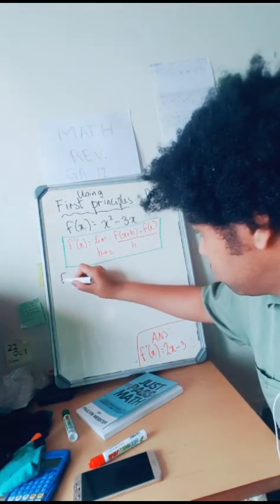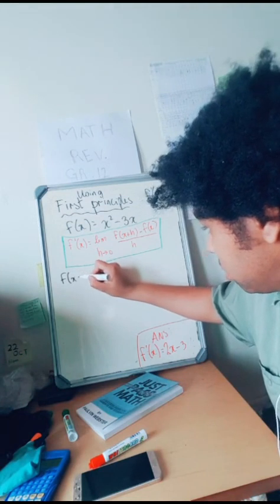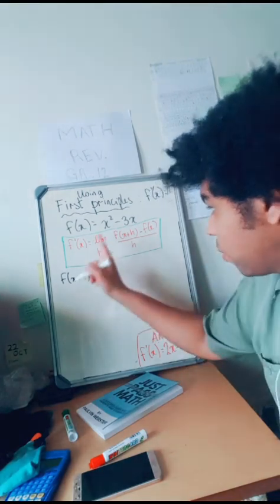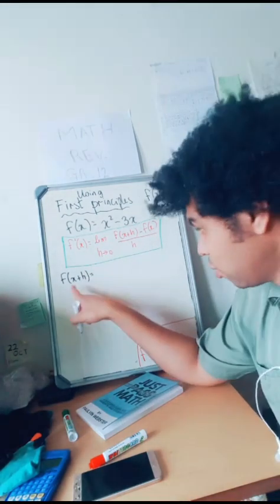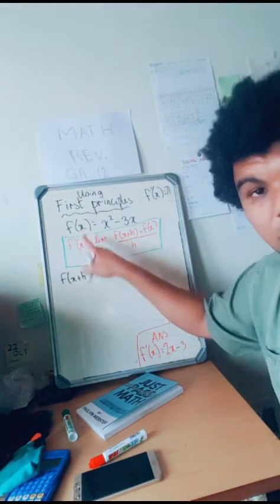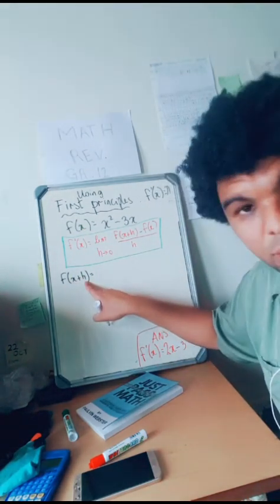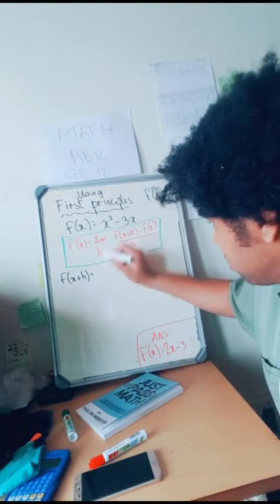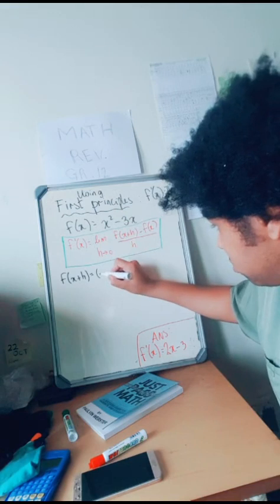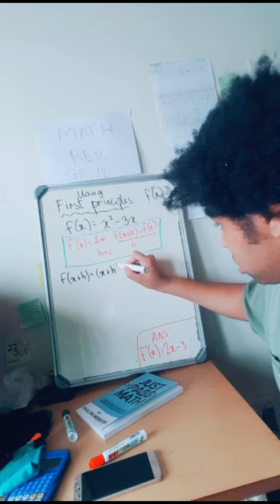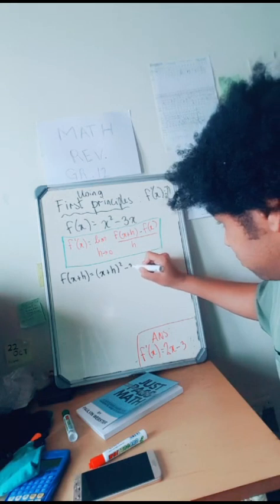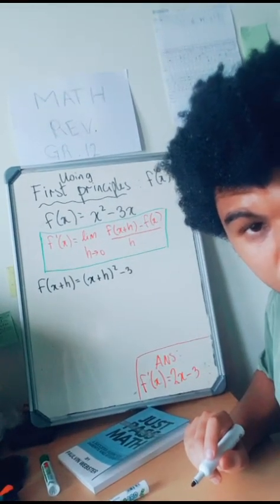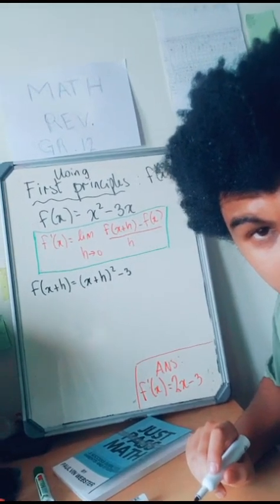So first I'm going to do this one, okay? f of x plus h equals. So this is going to be a simple substitution: wherever I see x, I'm going to substitute x plus h, then simplify if possible. So let's do that. Wherever I see x, it's going to be open bracket x plus h close the bracket squared minus 3, and I'm going to zoom in here a little bit so that you can see what's going on.